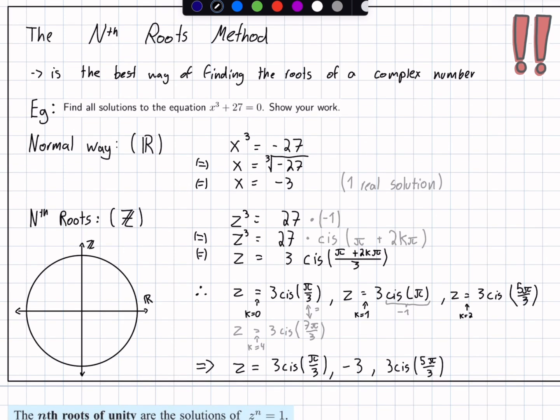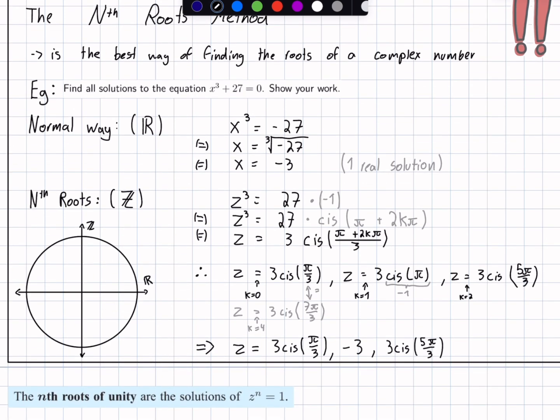If we introduce complex numbers, then we can refer to x as z, times it by negative 1, or cis. If we use the nth roots method, a complex number method, we turn the x to a z cubed, and then we times it by negative 1, or cis, open brackets, pi plus 2k pi.